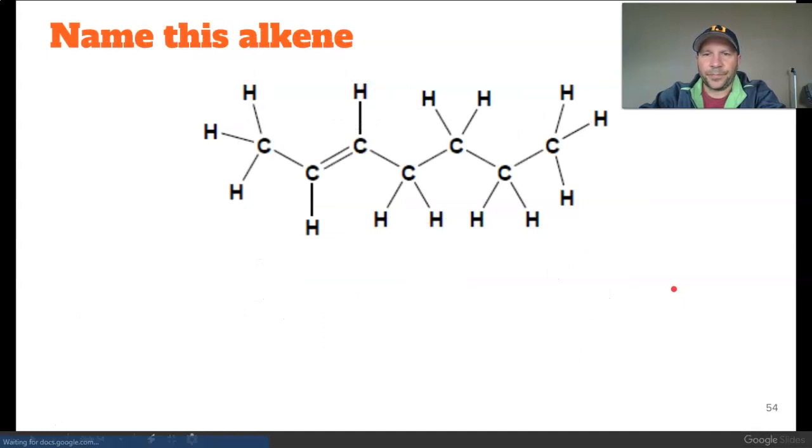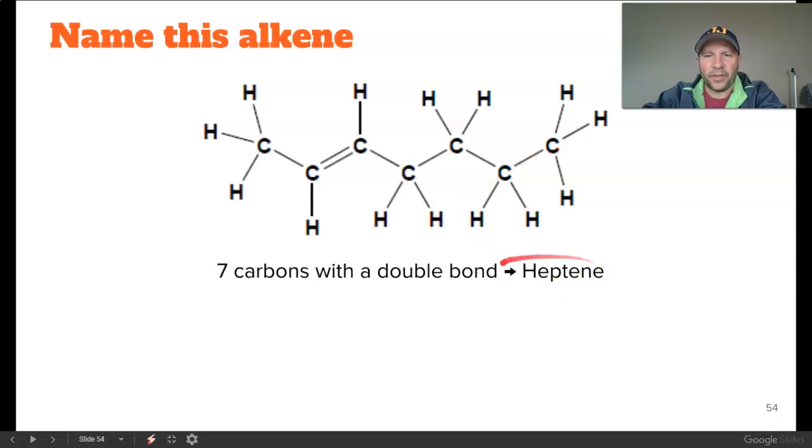Okay, let's keep rolling. We're going to do some practice here. We're going to name this alkene. Watch the 3 steps I follow. 1, 2, 3, 4, 5, 6, 7. This is based off of something called heptene. 7 carbons. Heptene. Notice it's got the ene because there's a double bond right there.